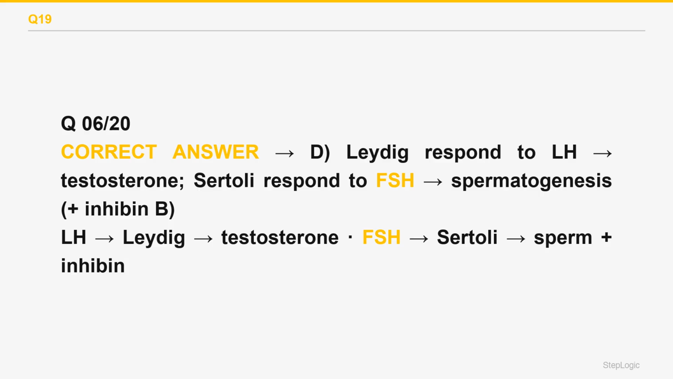The feedback loops are testable. Testosterone provides negative feedback on LH and GnRH, while inhibin from Sertoli cells provides selective negative feedback on FSH. This is why, in primary testicular failure, FSH and LH rise and inhibin falls. The LH-Leydig-testosterone and FSH-Sertoli-spermatogenesis pairings, with Sertoli cells producing inhibin, are the correct relationships.